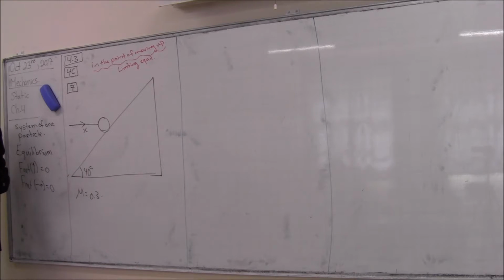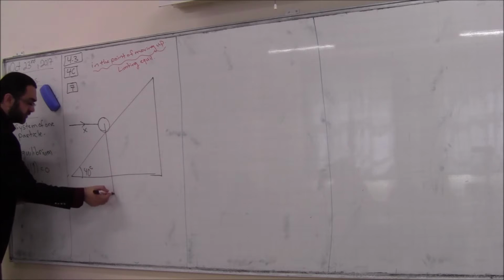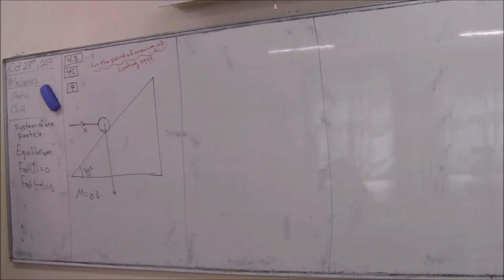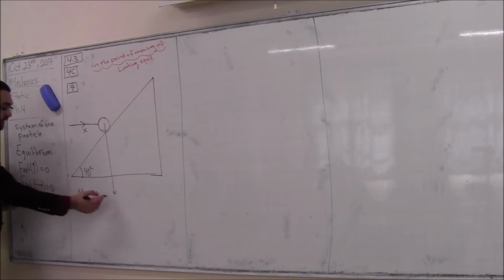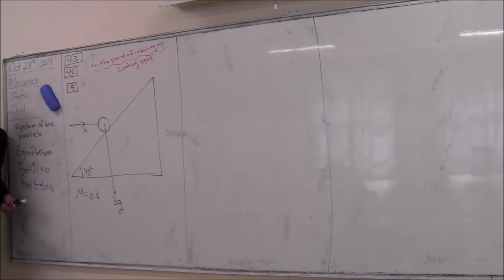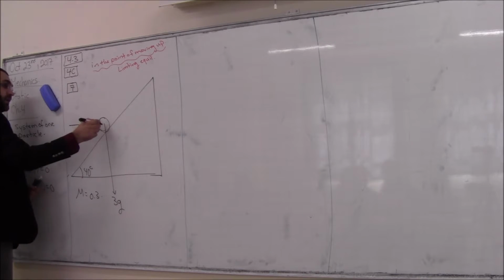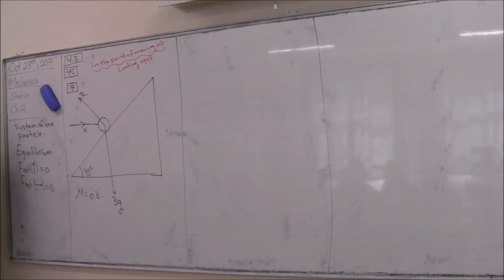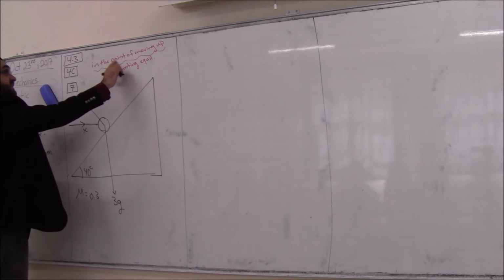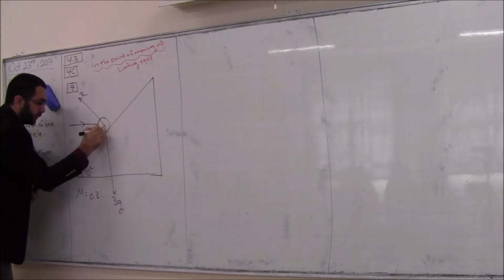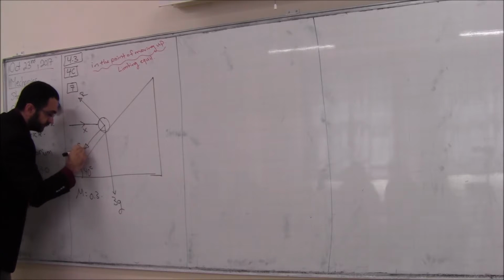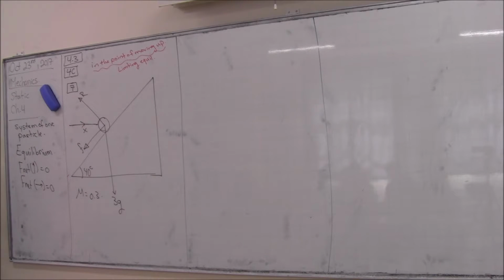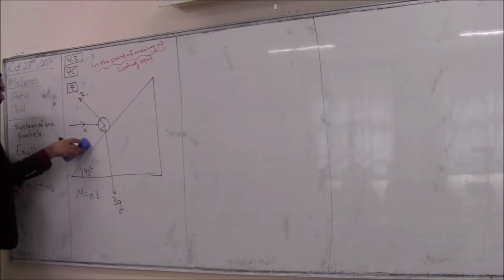Okay, look here please. Here we have the weight, 3g. Normal is always perpendicular to the surface. Since it's at the point of moving up, the friction is down the plane.